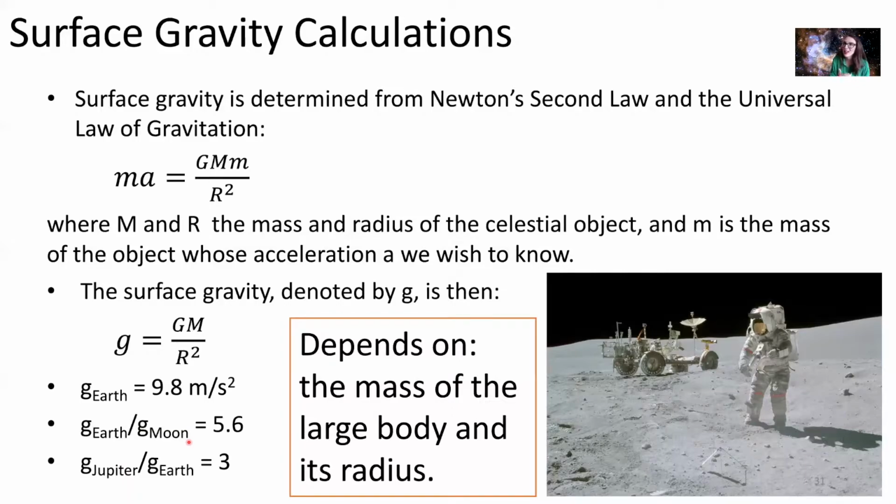That's why the astronauts had to be careful and learn how to walk on the surface of the moon, because if you jump too hard, you might end up floating off into space. That acceleration due to gravity, the surface gravity of a planet, is what's pulling you and holding you to stay and walk on the surface of that planet. And we're all used to what that is like here on the Earth. So this surface gravity depends on 2 things: the mass of the large body and its radius.